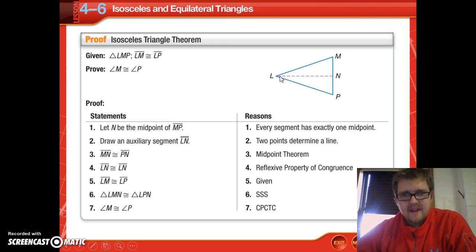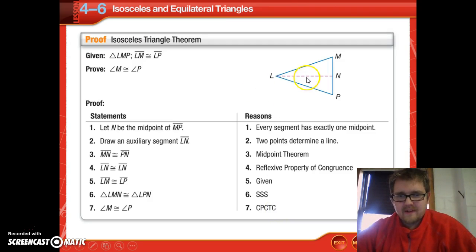Because corresponding parts of congruent triangles are congruent, and we just showed that all sides are equal by the midpoint theorem, the given information, and the reflexive property, we can show that this angle M does in fact correspond with this angle P.